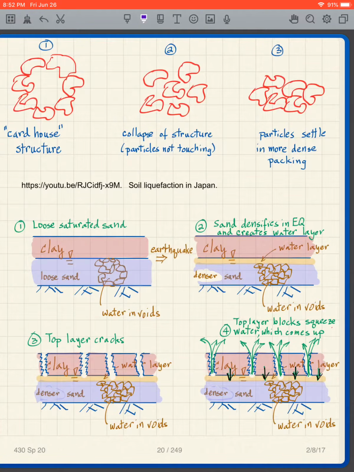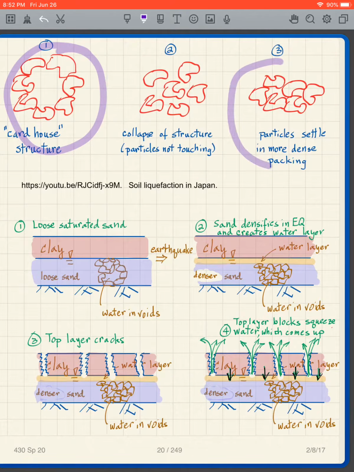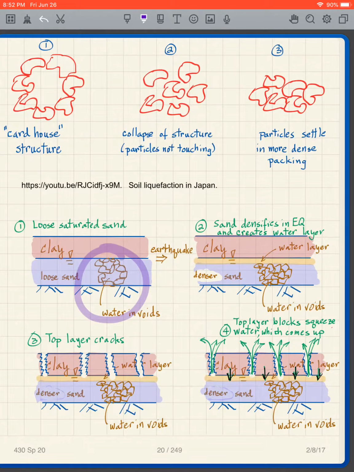Okay, we have our situation that we talked about last time, which was when we start out with a card house type structure for our sandy soil that after shaking becomes more dense packing. And what does that mean when that happens, for instance, in a situation where I have a loose sand? In other words, I have the card house type structure, I have water in the voids because the soil is saturated, I have a clay layer up above, and when I put in my earthquake into this situation, what occurs?